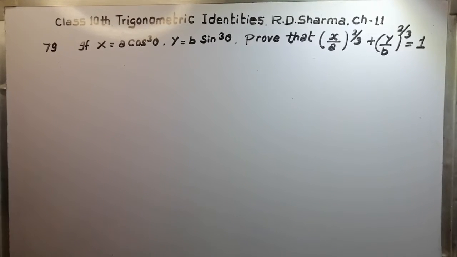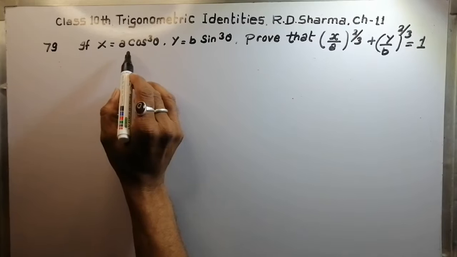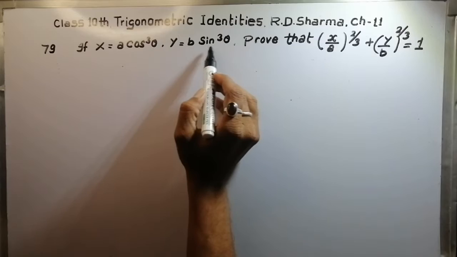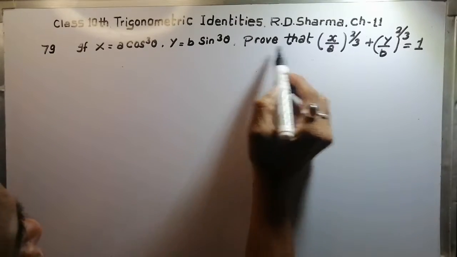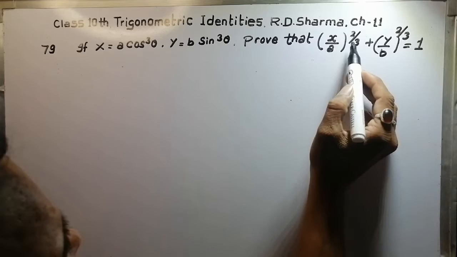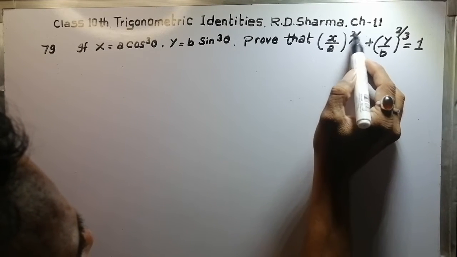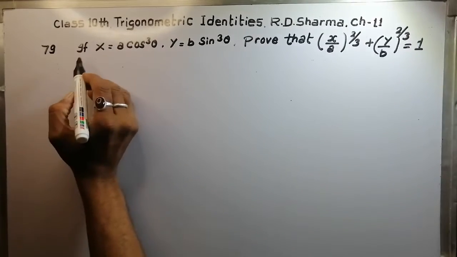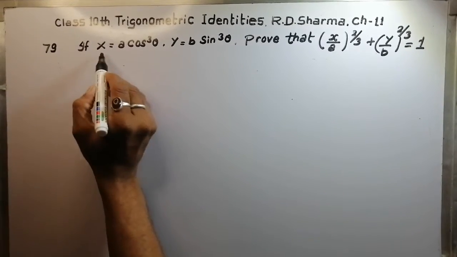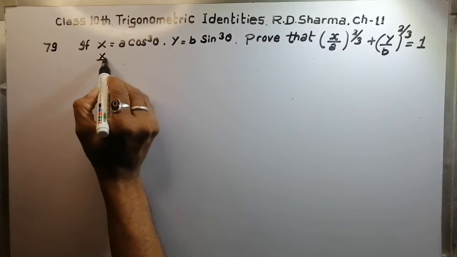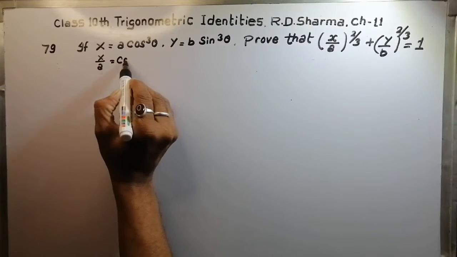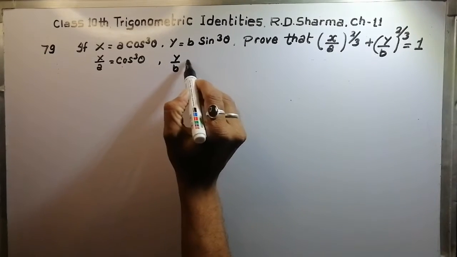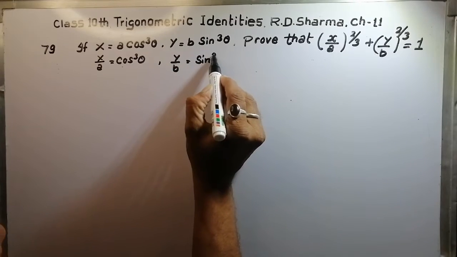In question number 79, it is asked: if x is equal to a cos cube theta and y is equal to b sin cube theta, prove that x by a in bracket raised to power 2 by 3 plus y upon b raised to power 2 by 3 is equal to 1. So we say here the value of x is this, so we can write x upon a is equal to cos cube theta, and y upon b we can write sin cube theta.